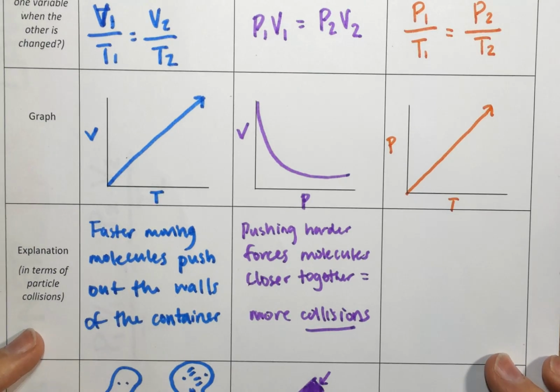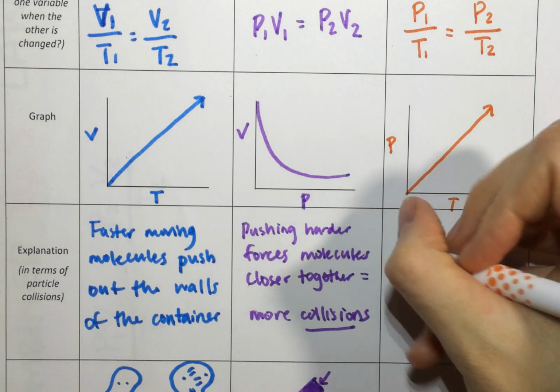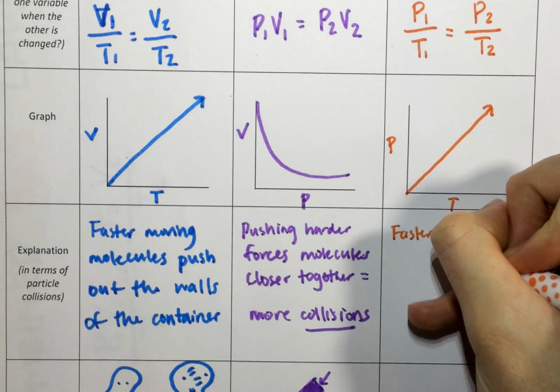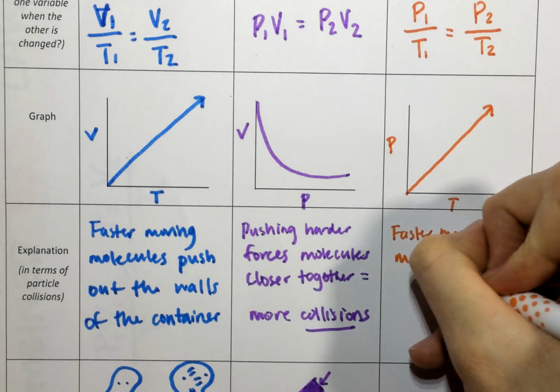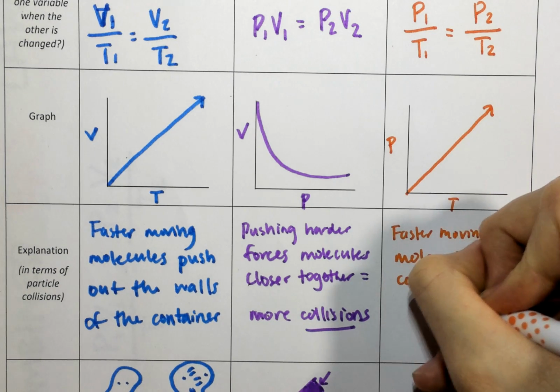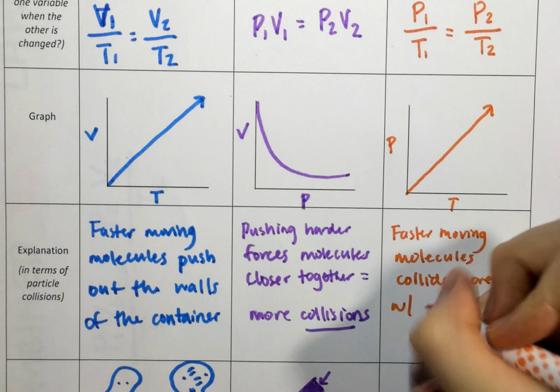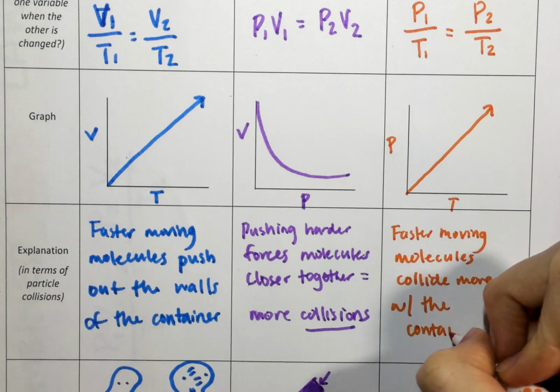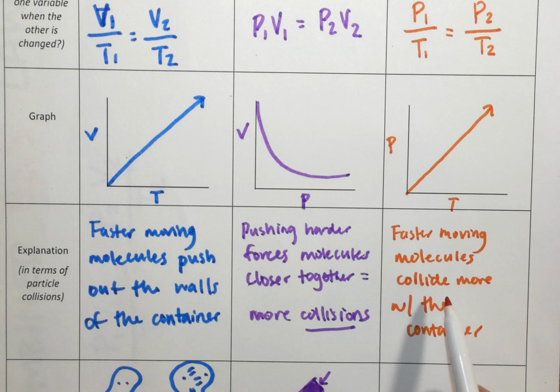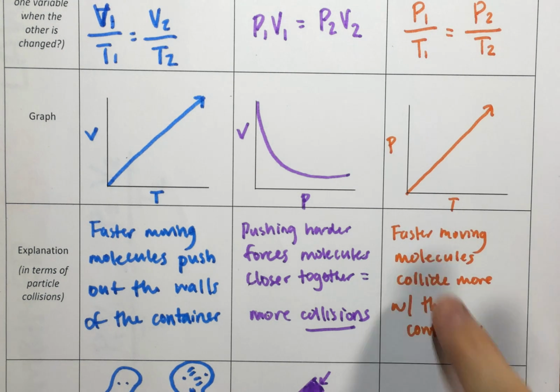On a particle level, again, if we think about pressure in terms of collisions, this relationship makes sense. Faster moving molecules collide more with their container. What that tells me is if I heat up these molecules, they're going to move faster, the temperature is going to increase, and they're going to hit the sides of the container more and more and more, increasing the pressure because our volume isn't changing. They can't push back on those walls of the container and just increase the volume. If we're keeping volume consistent, we're going to be increasing the pressure.